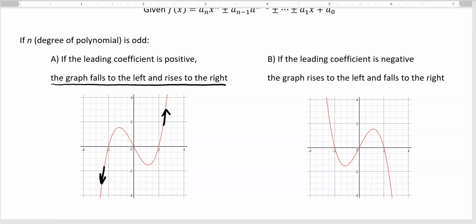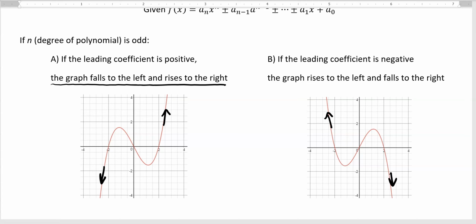As I go right, it's rising. Now, we don't care about what happens in the middle. We just care about the end behavior. Now, if the degree is odd, so our highest exponent is an odd number, and the leading coefficient is negative, then that gives us letter B. The graph rises to the left and falls to the right.